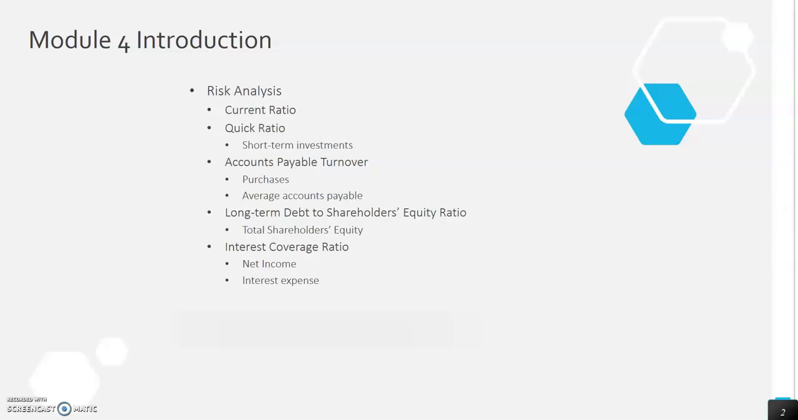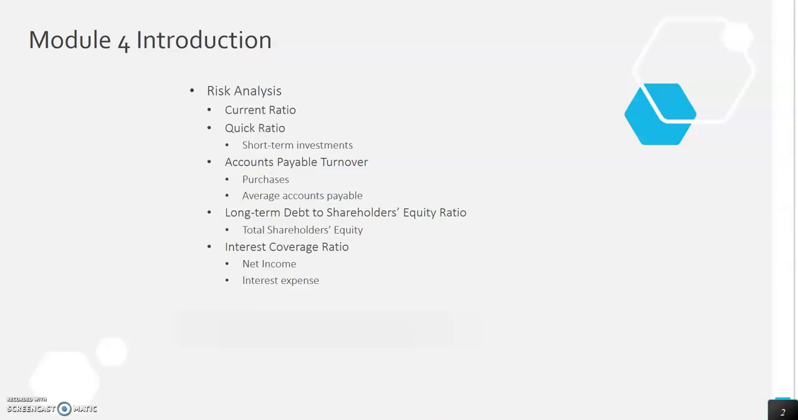Same thing for your quick ratio, except here we're not going to be using all of our current assets. Most of the items in the numerator are probably going to make sense to you. The one item that you may have to do a little bit more research on is what exactly is a short-term investment. Then you'll have to go down your line of current assets and ask yourself which of these would be considered a short-term investment.